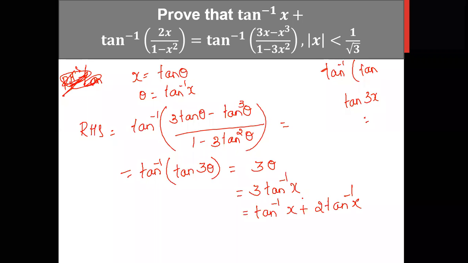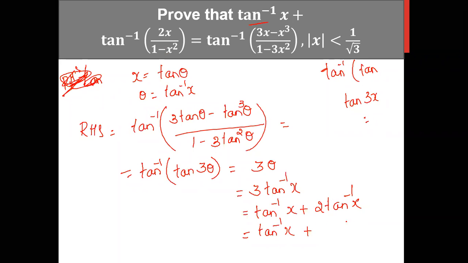3 tan inverse x annu nanu tan inverse x plus 2 tan inverse x anta bariboda? Can I write it in that form? Yes, because tan inverse x plus 2 tan inverse x is 3 tan inverse x. Okay. So now write tan inverse x as it is because we need tan inverse x. Namige LHS alli tan inverse x anta term ide. So we keep it as it is. But the one more term is tan inverse 2x divided by 1 minus x square.